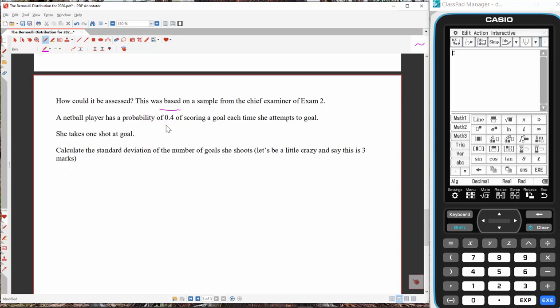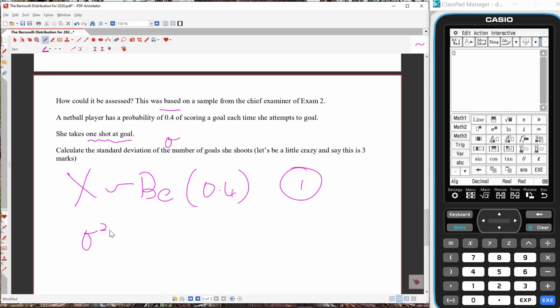The first thing to note is that she takes one shot at goal. So let's define what we've got. X is a Bernoulli trial where the probability of success is 0.4, 1 mark. Now, standard deviation is sigma, so what we're going to find is sigma squared. We want the variance. Now the variance, sigma squared, is equal to p multiplied by (1 − p).